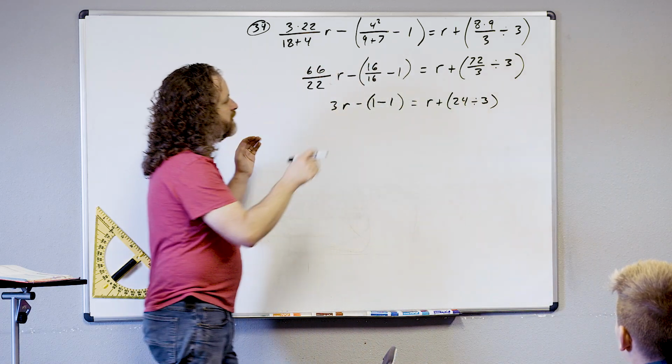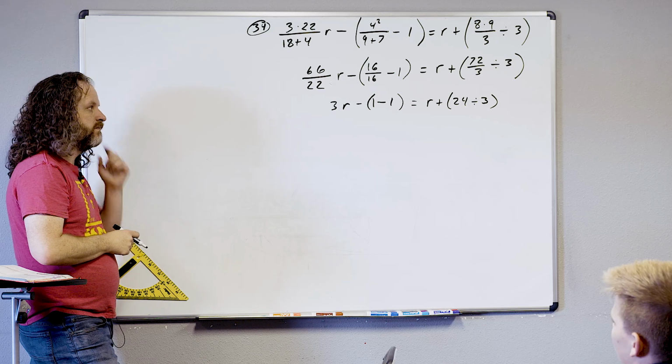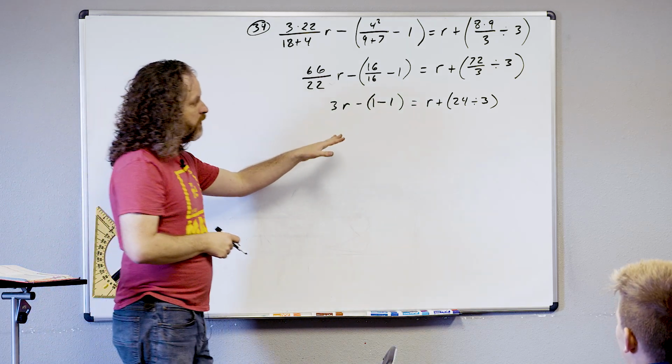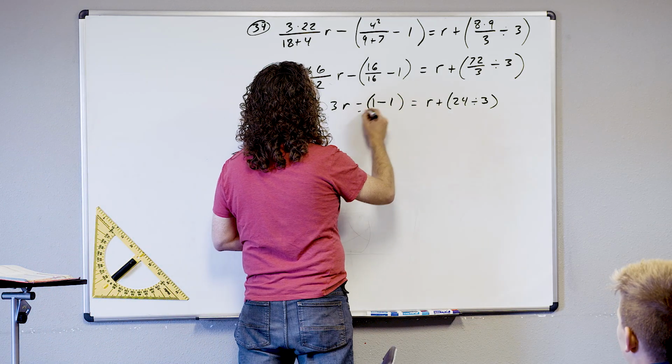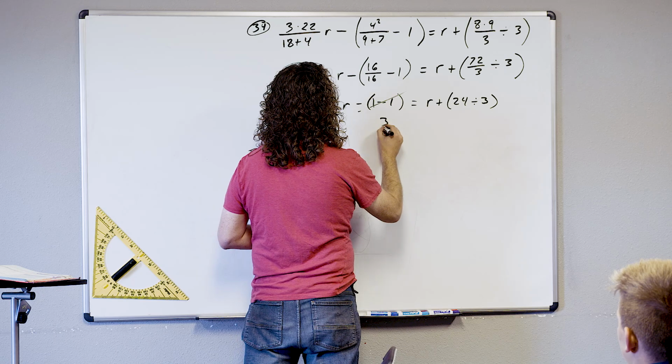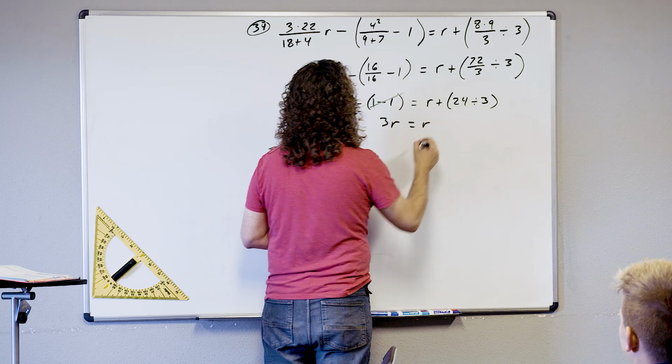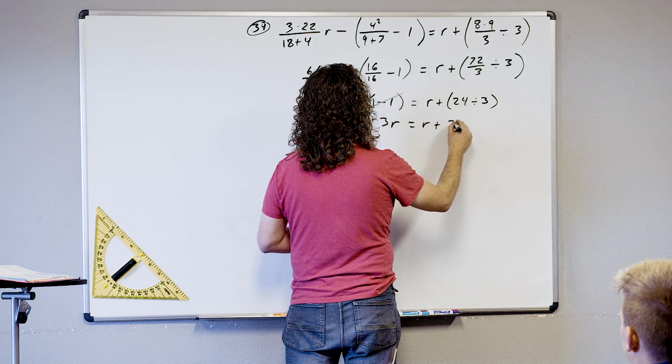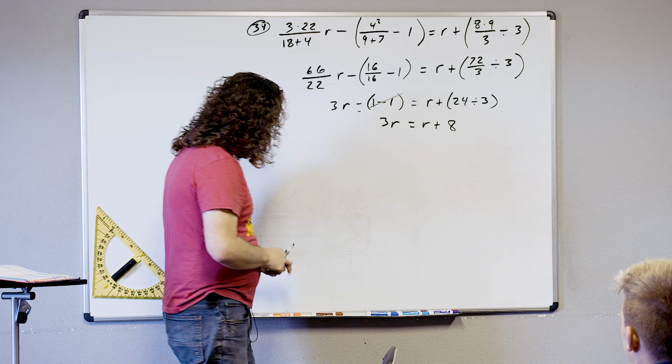All right, what can we do now? 24 divided by 3. Minus 4. 1 minus 1 and 24. This is 0. Gemma was in fact correct from the beginning. And then 24 divided by 3 is 8. Now what should we do?